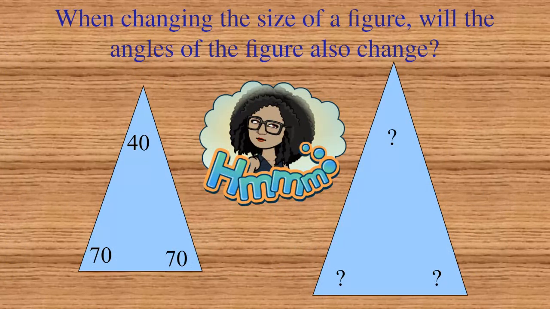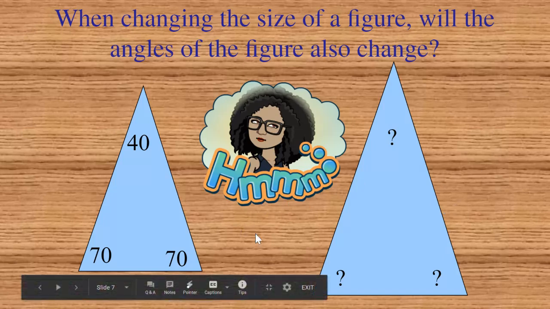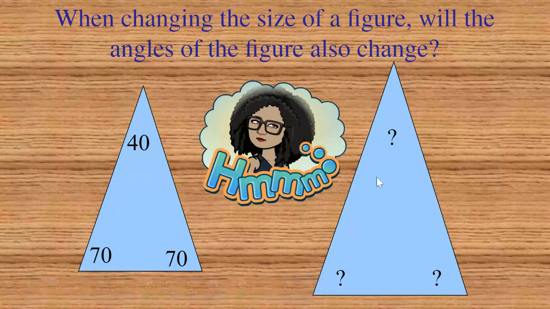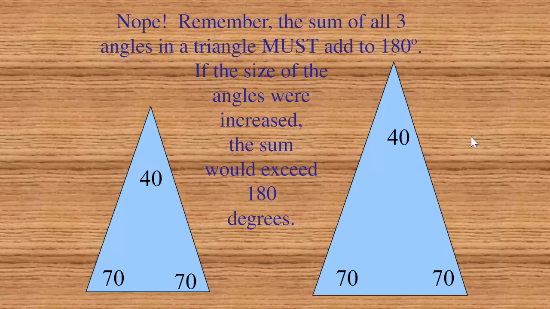When changing the size of a figure, will the angles of the figure also change? Let's think about that. Let's take a look. We know that the sum of a triangle equals 180 degrees. So if we have 70 plus 40, that equals 180 degrees. If I make this triangle bigger, will my angles increase?